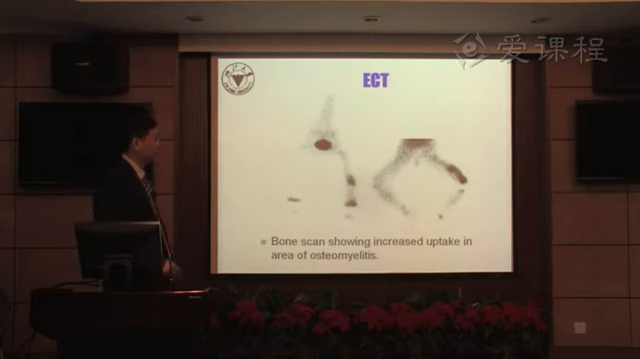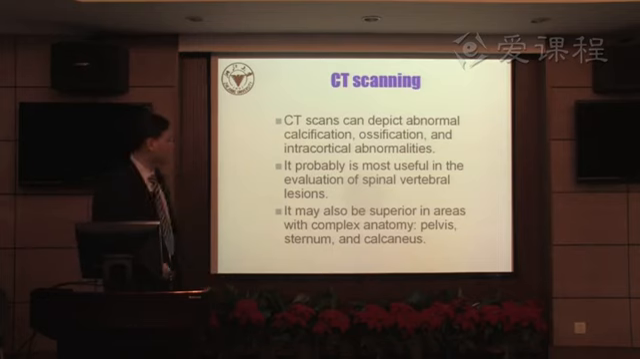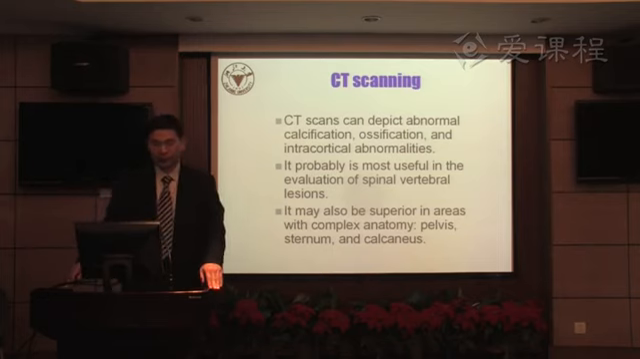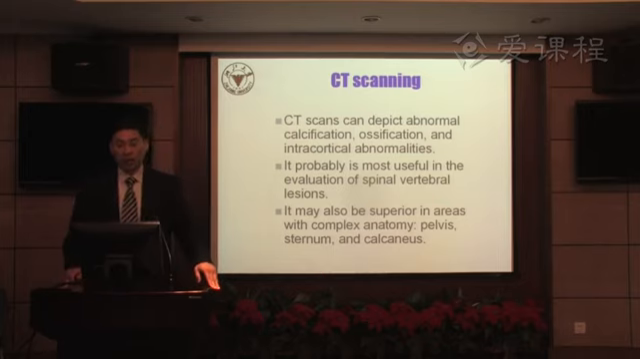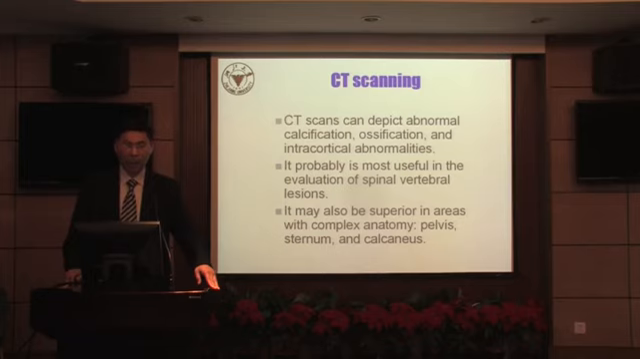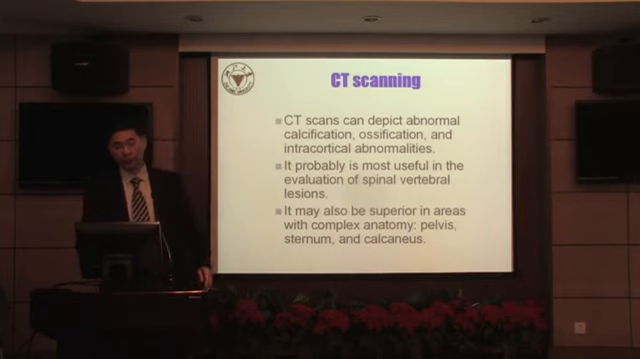And also we can use ECT to diagnose, and this bone scan shows an increased uptake area of the osteomyelitis at these places. The CT scanning. The CT scanning can show abnormal calcification and intracortical abnormalities. It is probably most useful in the evaluation of spinal vertebral lesions. It may also be useful in areas with complex anatomy, for example, like the pelvis, sternum, and calcaneus.